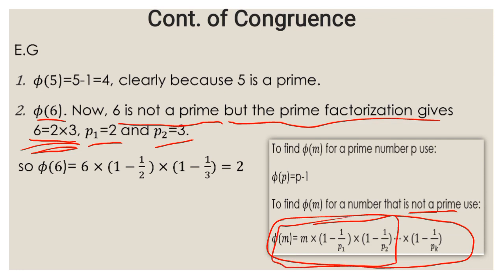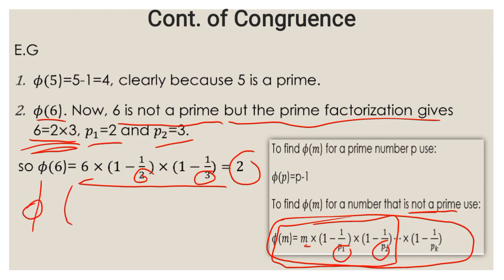Let's see what happens there. Our M is 6, so that's why there's 6 here. Our P1 is 2, that's why there's 2 here. And our P2 is 3, that's why you see 3 here. So you simplify and confirm the value you get. You can also check on your own. I'd like you to try phi of 12 and see what you get.